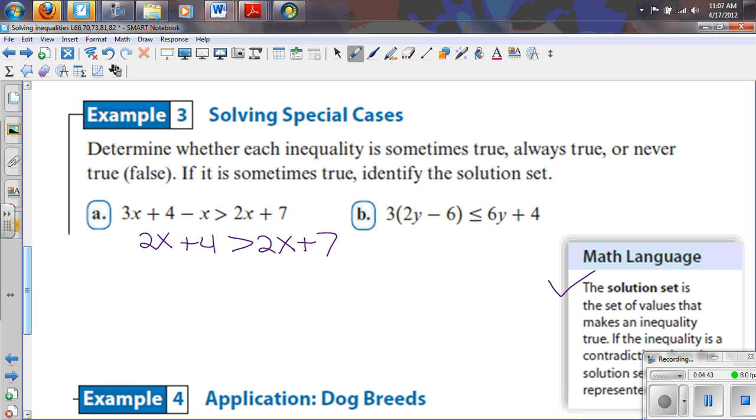And some of you should recognize right away that there's going to be a problem because we have a 2x on both sides. So when we minus 2x, then we get 4 is greater than 7. And is 4 greater than 7? No. So this is false. So this is never true.